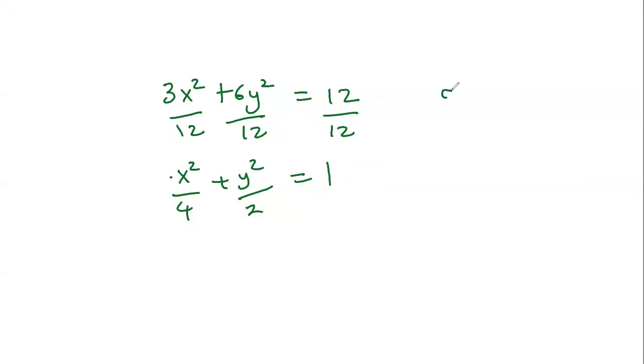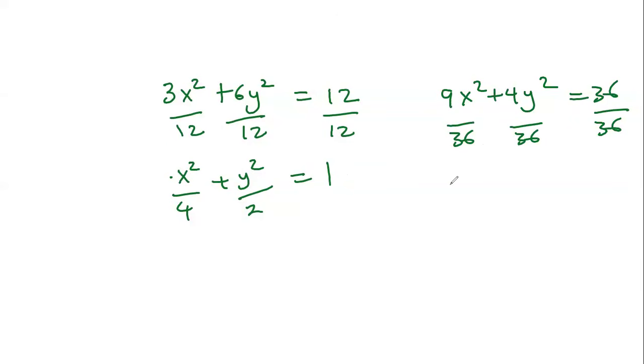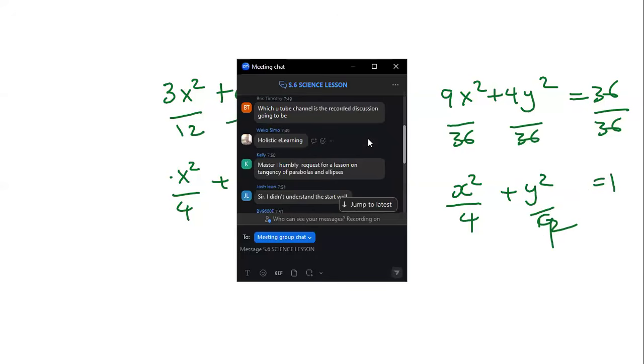In case you have 9x squared plus 4y squared is equal to 36, still do the same. First divide by 36. In case something can reduce, then go on and reduce that. This is x squared over 4 plus y squared over 9, because 36 divided by 4 is 9, and then equals 1. So you can reduce it in that particular format. So that's how you can do it.